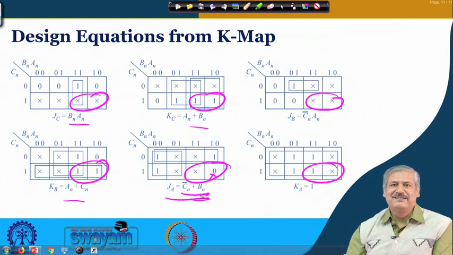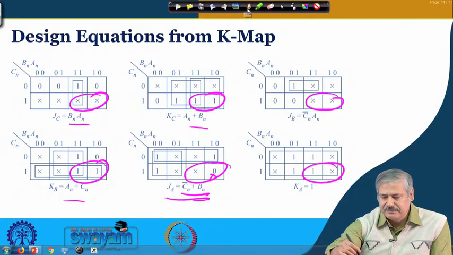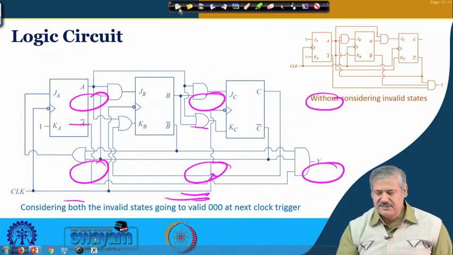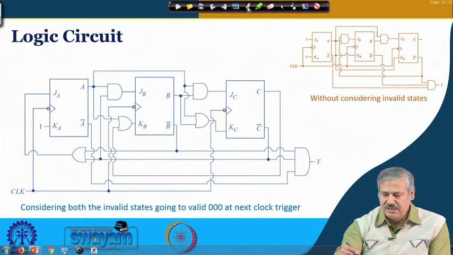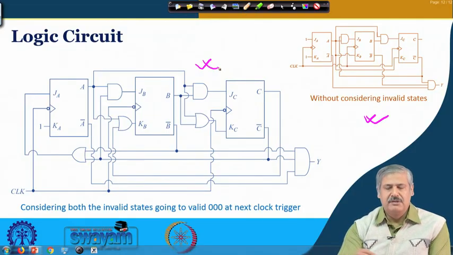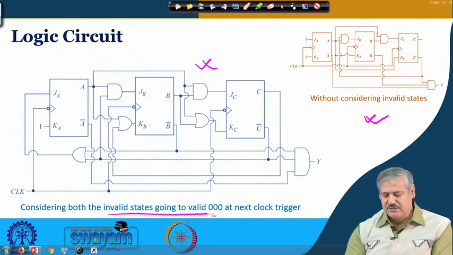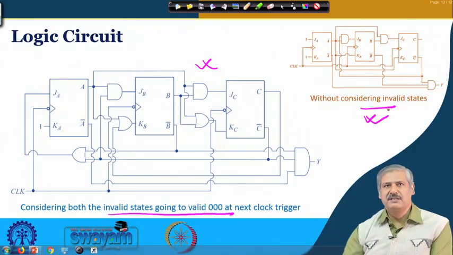So, we are sacrificing some of this design flexibility and the hardware is becoming a little bit more complex, but the benefit is that there is no lockout kind of situation. So, no getting trapped into the unused state. You can see that this was the earlier circuit, and now with those design equations for inputs, this is the modified circuit, where the invalid states are going to valid 0 0 0 at the next clock trigger, and this is what is expected also, isn't it, right, fine.